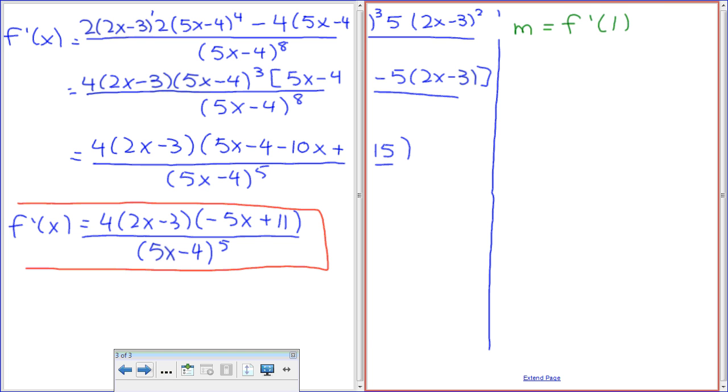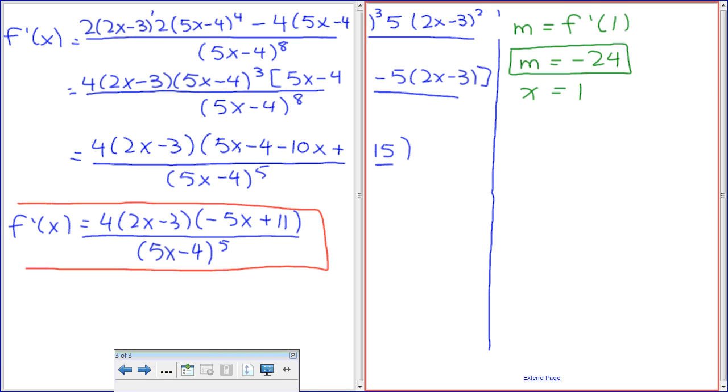What did anyone get for that? I got -1 times 4 is -4 times 6 is -24. And the denominator is just 1, so it's going to be -24 for your m. Hopefully everyone feels good about that. Okay, so x is going to be 1.